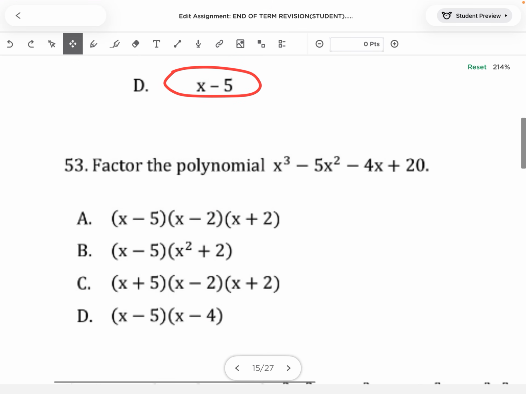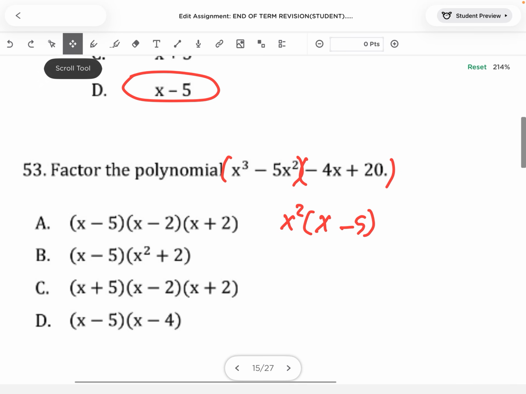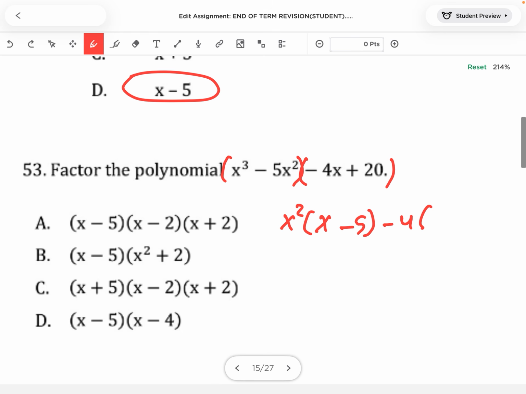Same story here. Factor the polynomial. First two together, last two together. First two, the least power is x squared. Take it out, we'll have x minus 5. The common between negative 4 and 20 is negative 4. If you take negative 4, you have x. 20 divided by negative 4 is negative 5. Double check. Negative 4 by x, negative 4x, negative 4 by negative 5, positive 20. Your answer is correct.